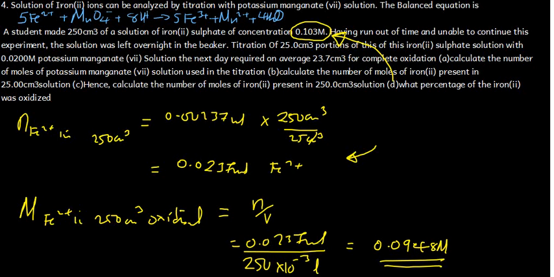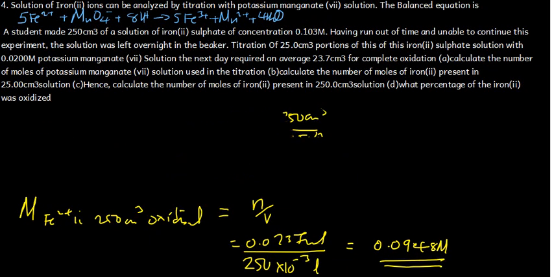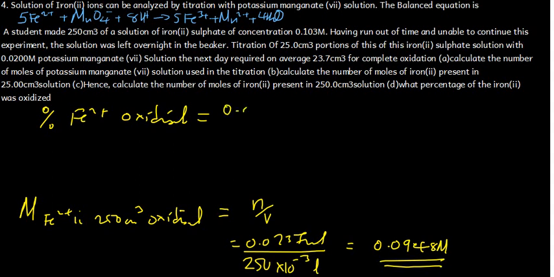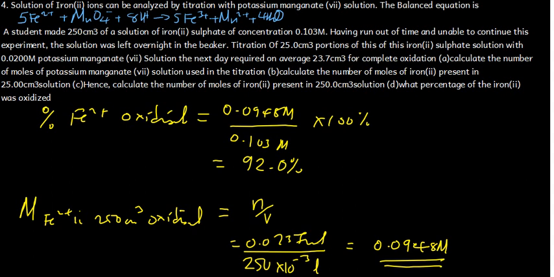Now what percentage got oxidized? Well, to find the percentage, we just compare what got oxidized and then what was given. So percentage of iron 2 plus which got oxidized will be equal to the molarity of what got oxidized, which is 0.0948 molar, divided by the whole molarity of everything that was given initially, which is 0.103 molar, and then multiply by 100 because we're talking of a percentage. And so this is going to give us 92.0%. Alright, that is it for that problem.